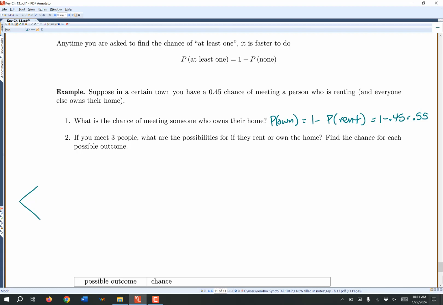If I look at the first person, they can rent or they can own. Then a second person can rent or own, rent or own. And then for the third person, whether the first 2 are rent or own, I still have the choices of rent or own, rent or own, rent or own, rent or own.